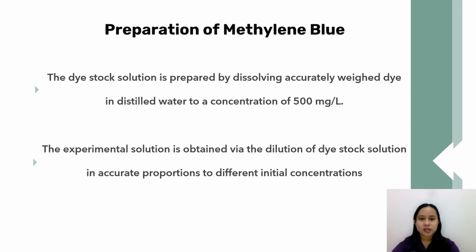For the preparation of methylene blue, the dye stock solution is prepared by dissolving accurately weighed dye in distilled water to a concentration of 500 mg per liter. The experimental solution is obtained via the dilution of the stock solution in accurate proportions to different initial concentrations.